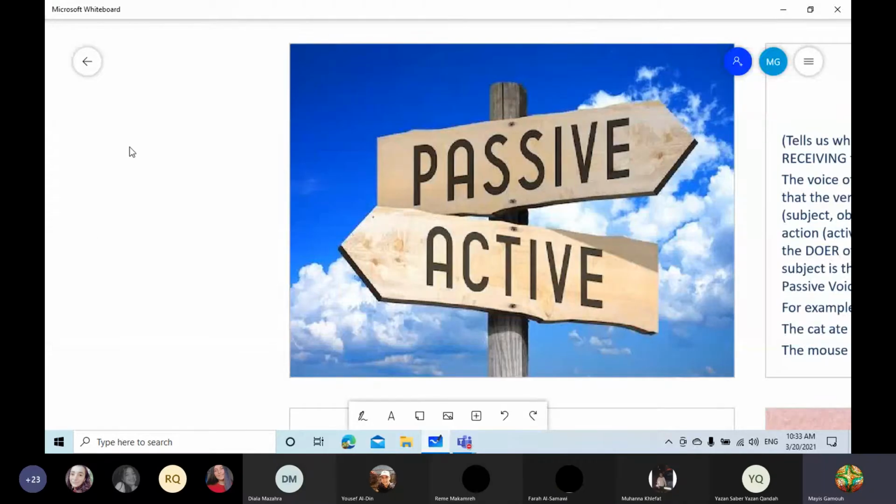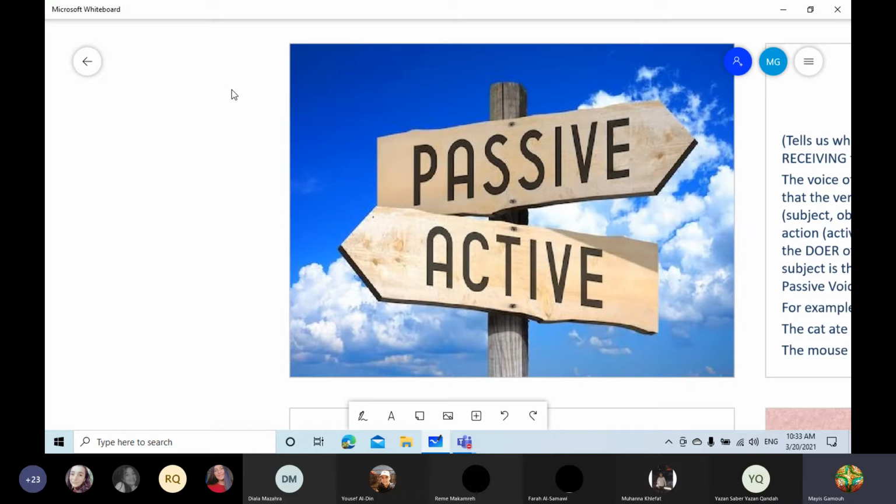All right, I believe that everyone got the screen right now. As I told you before, our grammar lesson will be regarding the passive voice. Please pay extra attention to what I am going to explain right now, in order to understand our lesson from the first time, okay? If you have any question regarding anything in the explanation, I will give you time to ask me at the end of the class.